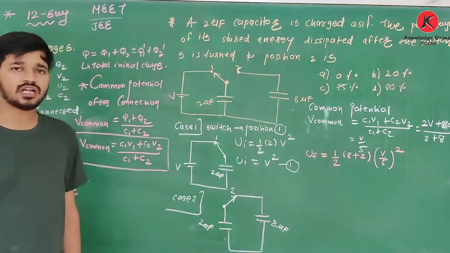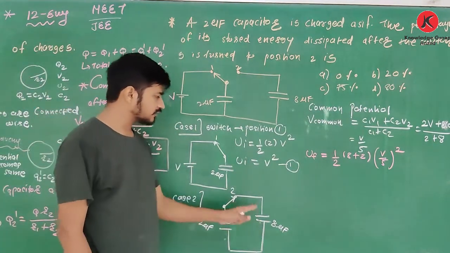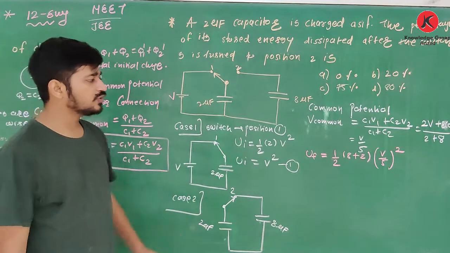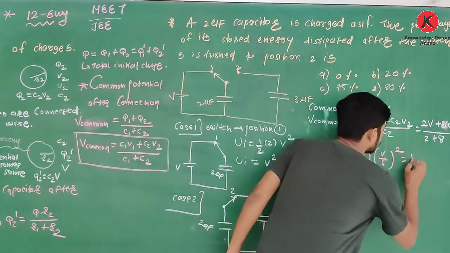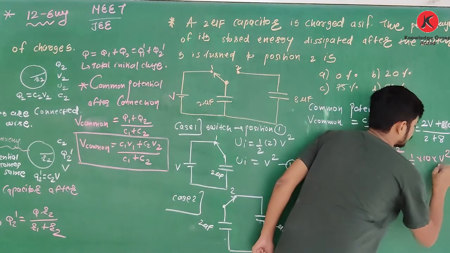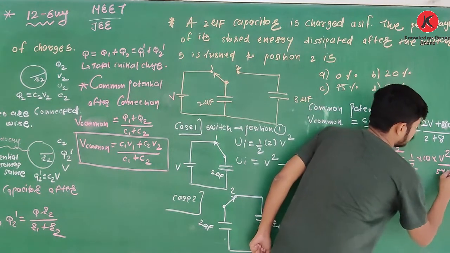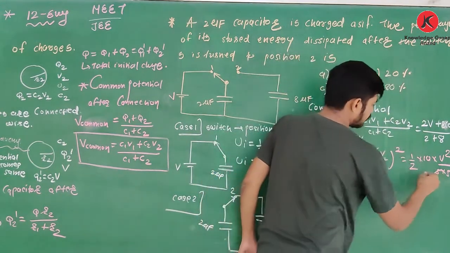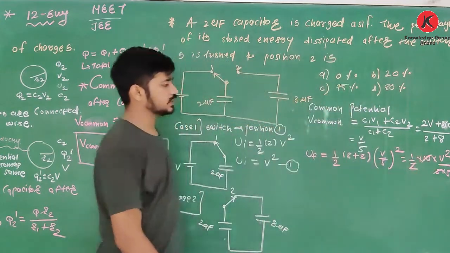Simple. After the connection, what is the total capacitance? It is C1 plus C2, 8 plus 2, times V by 5 whole square. So it is equal to 1 by 2 into 10, that is V square divided by 5 into 5. So it is 5 into 2, that is 10. So UF is V square by 5.